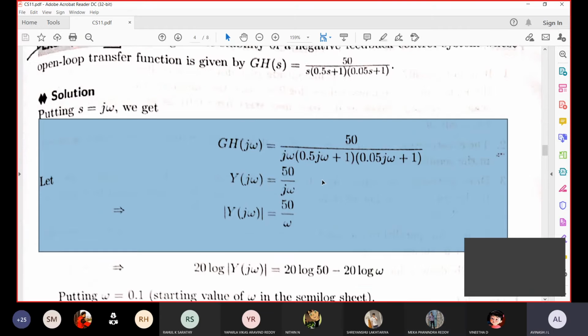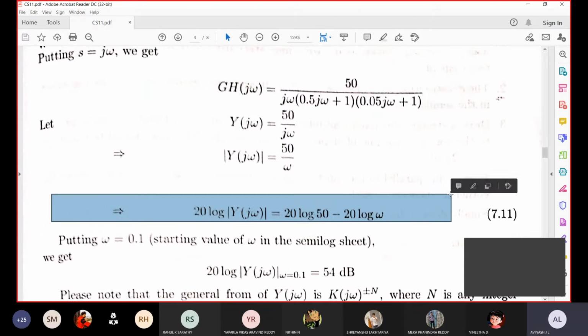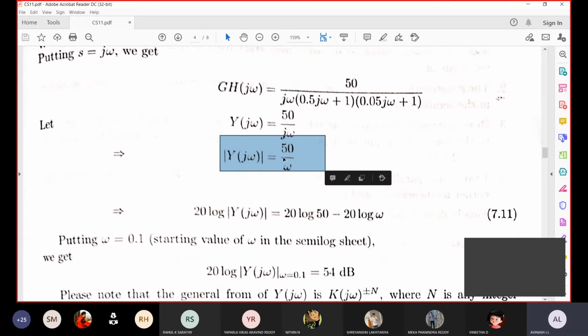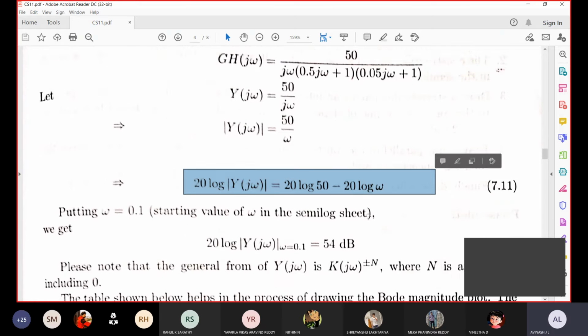Once you have taken this, we need to find the 20 log of y of j omega. So 20 log y of j omega will be equal to, for this value, if you take the 20 log, 20 log of 50 minus 20 log of omega will come into the picture. Why? Because log a by b is log a minus log b. So in that aspect, we can consider the equation.